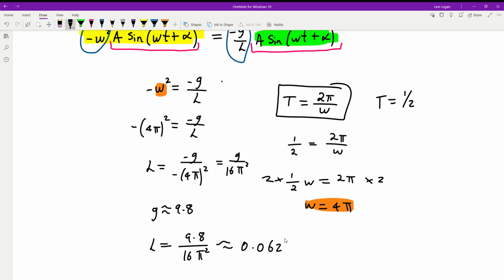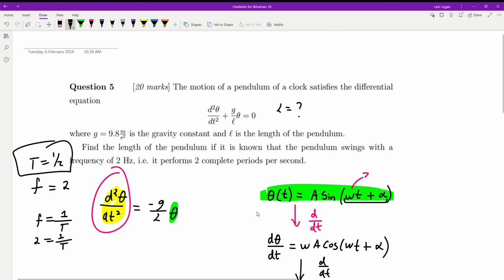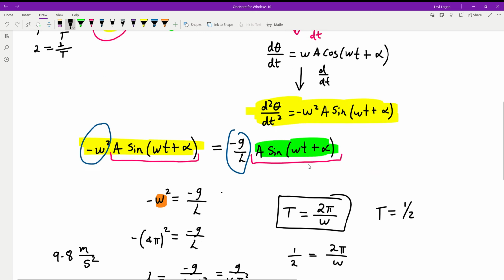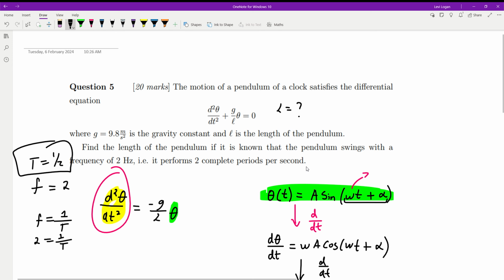0.062. Now, what are the units for this? Well, 9.8 is meters per second squared. So that means this must be in meters. So that is the length of the pendulum in meters. Now they haven't specified what they want it in, but you can leave it in meters or centimeters. I would convert it to centimeters because that's quite small for meters. But yeah, that's how you solve that question there.